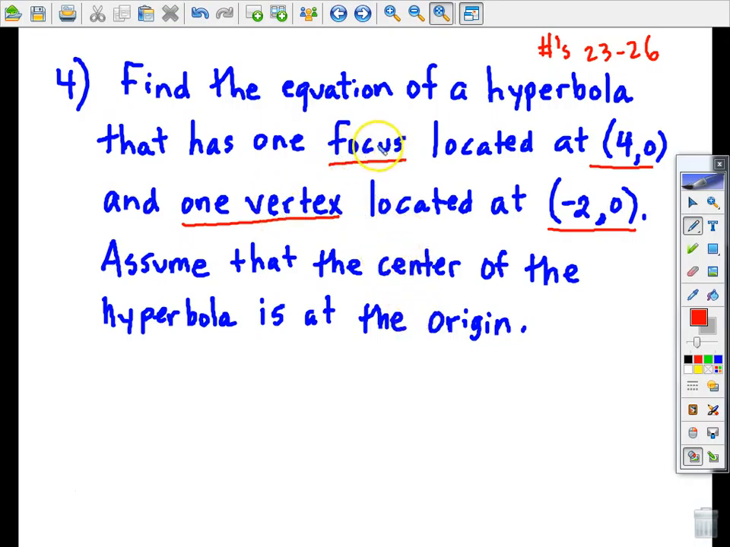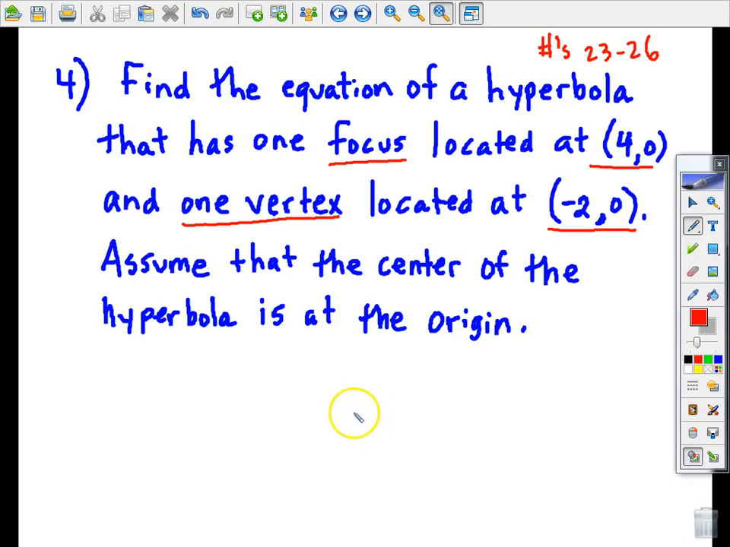Okay, well, based on what we're told, the location of a focus, by the way, where would the other focus be located? -4, 0, if we're centered at the origin. So we'd have one focus on either side, same distance away. And where's the other vertex located? 2, 0. Okay? All right, so what do we know about how this hyperbola opens? Does it open up, down, or left, right?